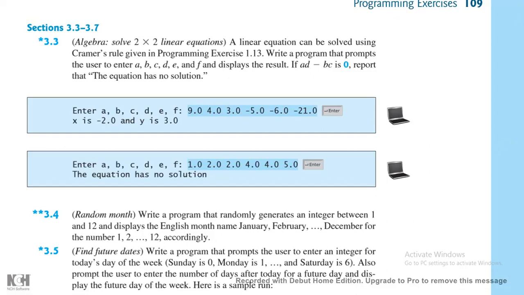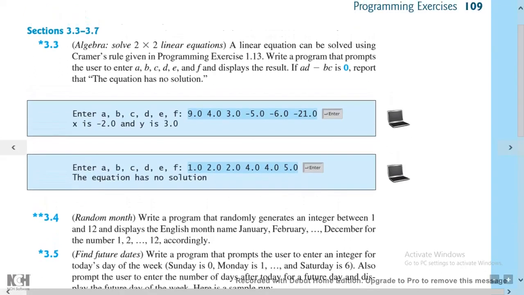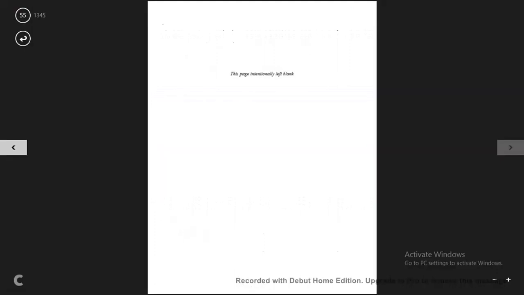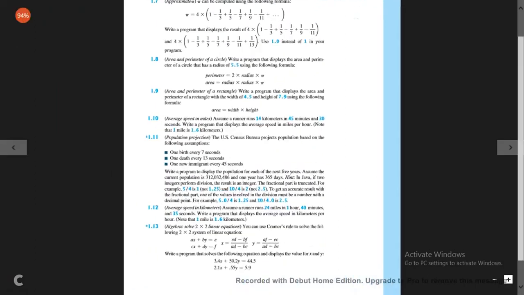So we have to write a program that prompts the user to enter A, B, C, D, E, and F and displays their results. If AD minus BC is 0, you report that the equation has no solution. So it's a pretty straightforward question. If you ask me, there's nothing much to bother about. However, I think we do need to visit exercise 1.13.